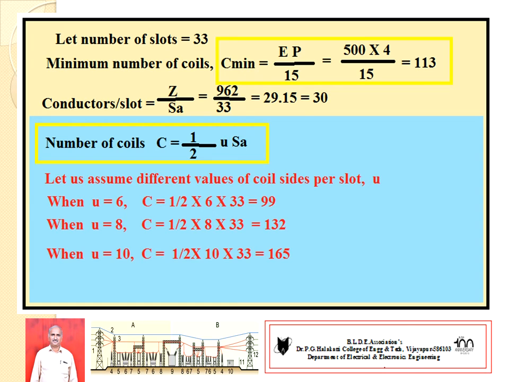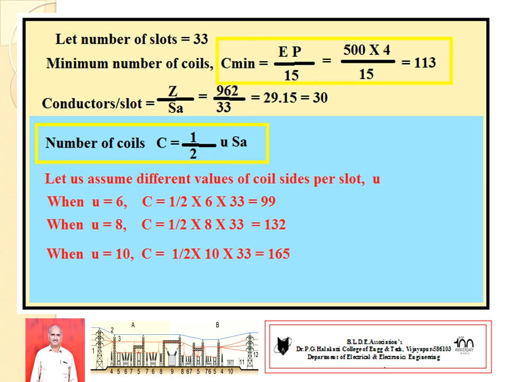Minimum number of coils. So, first we have to calculate minimum value of coils required by using the expression C minimum equal to EP divided by 15. So, this gives 113. Then we know the value of minimum number of coils. Actual coils may be above this value. So, next you go for conductors per slot. Total number of conductors divided by total number of slots. So, 29.15, make the approximate near value 30.